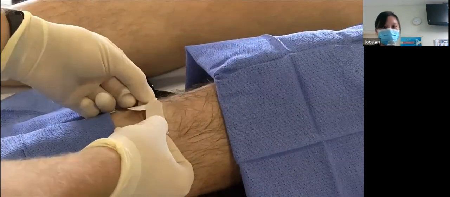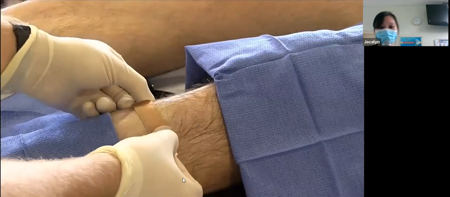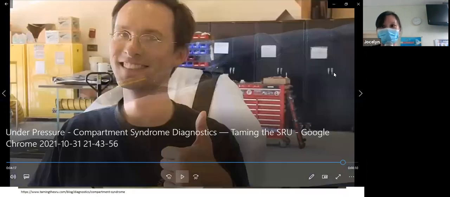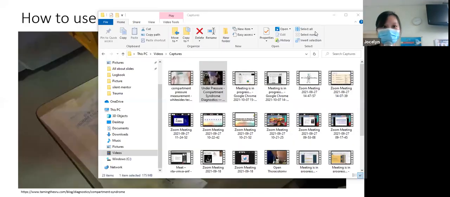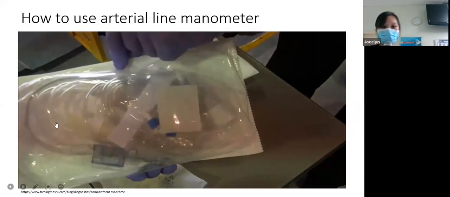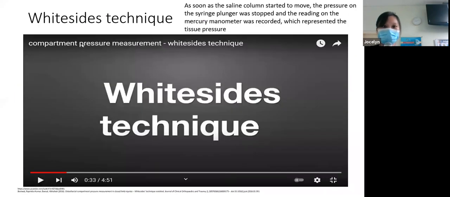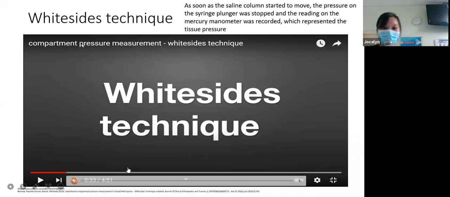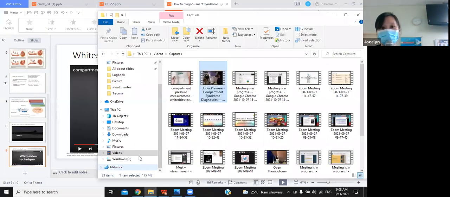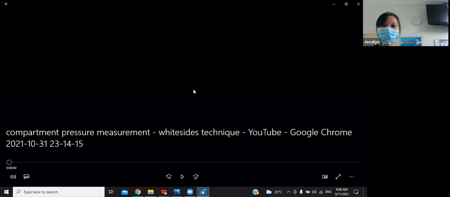So the other one: what if you don't have a striker, you don't have an arterial line? What if? Okay, we have the white sack technique. White sack technique was invented in India. We only have very simple things.